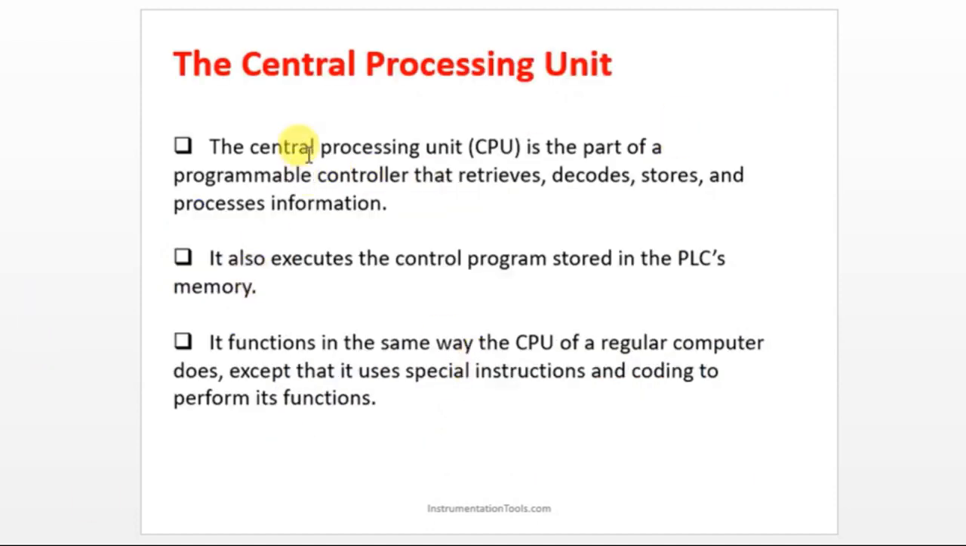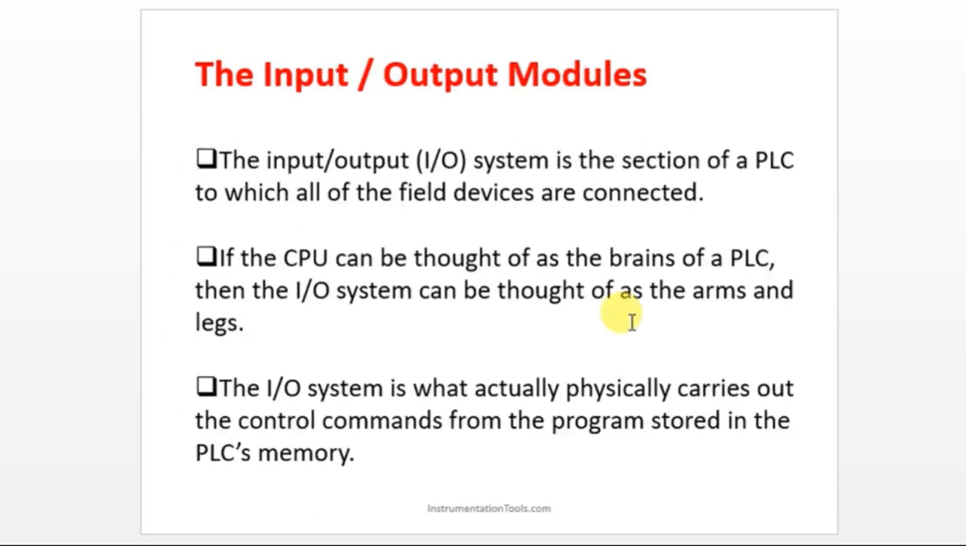The purpose of the central processing unit is that it is the part of the programmable controller that retrieves, decodes, stores and processes information. It also executes the control program stored in the PLC memory. It functions in the same way as the CPU of our normal computer. The IO module, as I have already told, acts like a bridge between the CPU and field instruments.